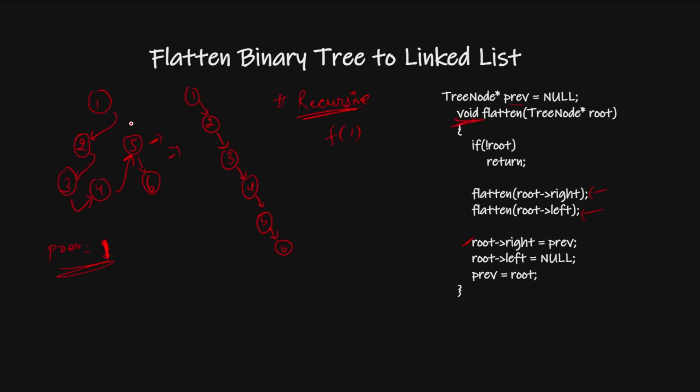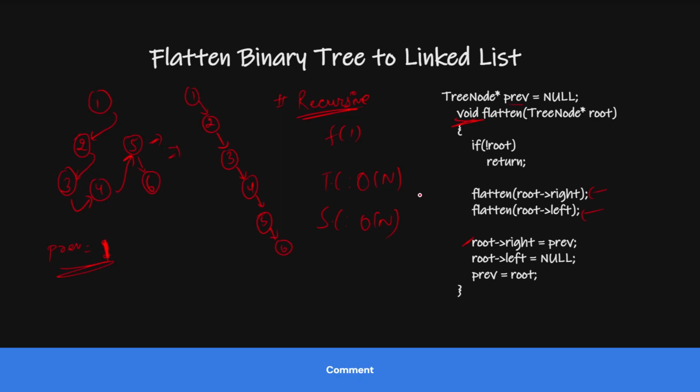So finally, if you see, 1 is pointing to 2, 2 is pointing to 3, 3 is pointing to 4, 4 is pointing to 5, and 5 is pointing to 6. All of them are pointing to their right, and left is null. So this is how we can solve this problem in a recursive way. And what is our time and space complexity? Time complexity will be O(n) for traversing the whole binary tree, and space complexity will also be O(n) for the function call stack managed by the recursion.